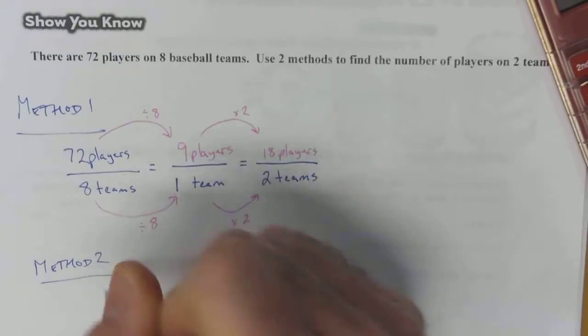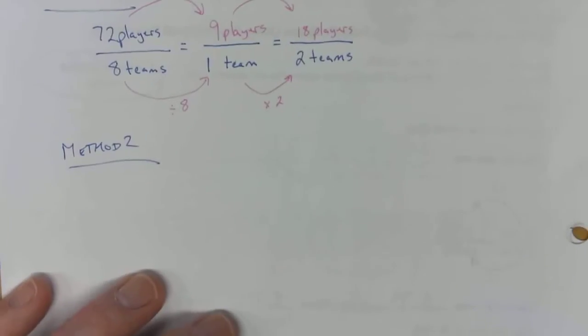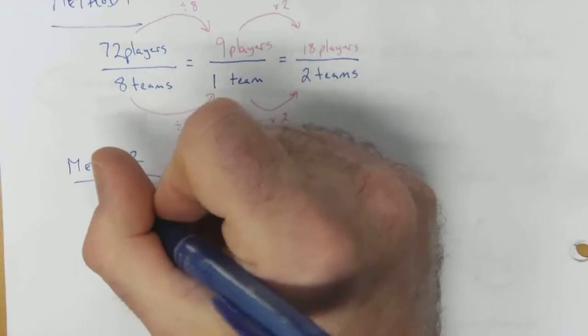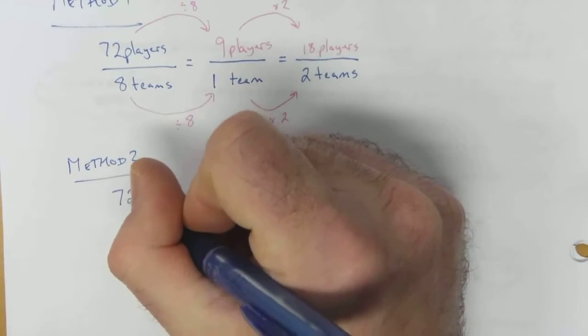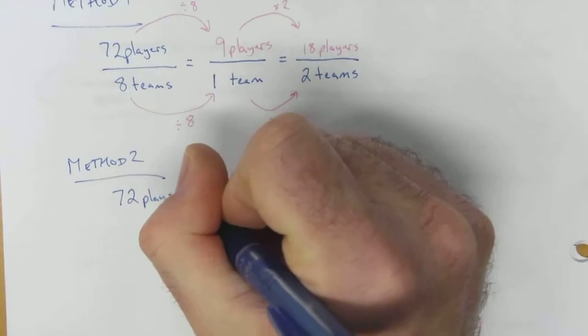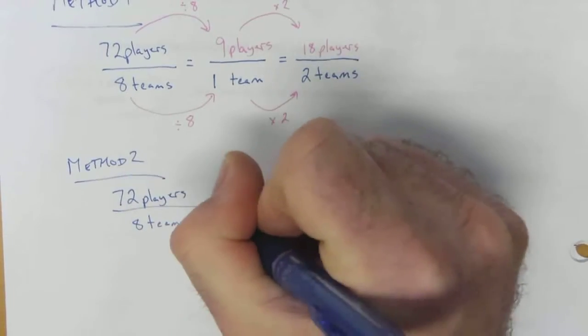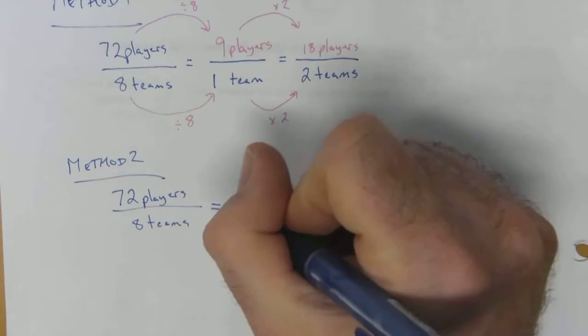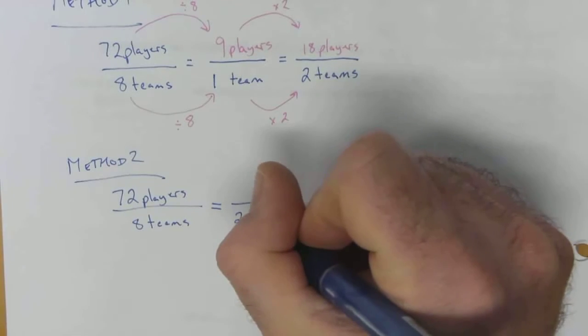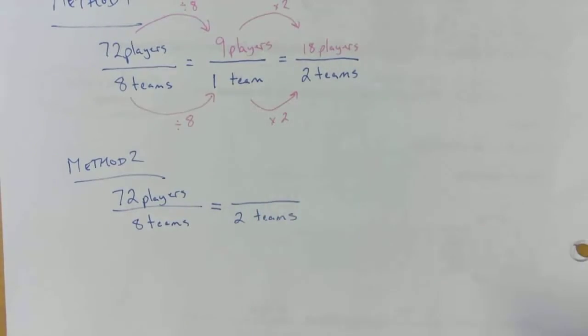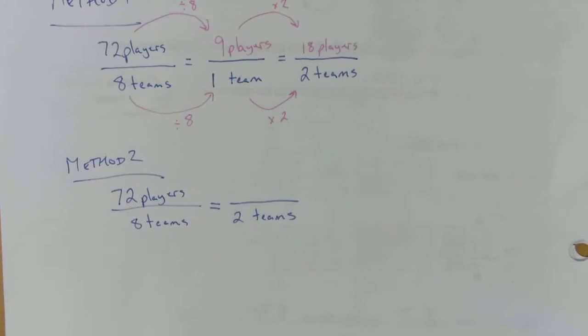Method 2 is, well, we'll set up the original ratio. There were 72 players on 8 teams. We want to know how many there are on 2 teams. So we can do it this way.